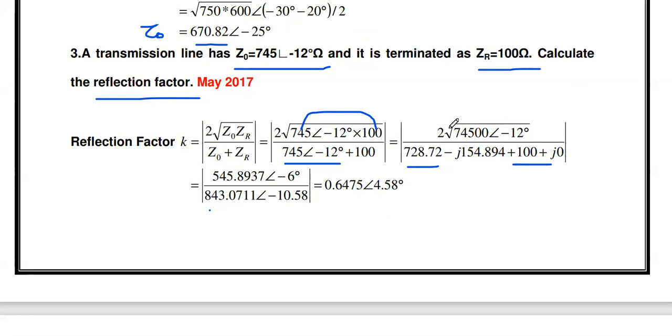Similarly, for the 74,500 in the numerator you take the square root, and for minus 12 under the square root you divide by 2, so minus 6 degrees. Then the magnitudes you divide, and we get 0.6475. For the angle, since it is a division, you subtract: minus 6 minus of minus 10.58, which is plus, so the answer is 4.58 degrees. So this is the reflection factor for our given data Z0 and ZR.